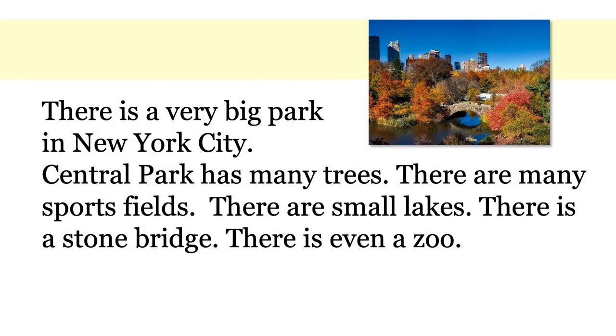There is a very big park in New York City. Central Park has many trees. There are many sports fields. There are small lakes. There is a stone bridge. There is even a zoo. These sentences tell you about Central Park. They tell you what you can find there. That's how we use there is and there are.